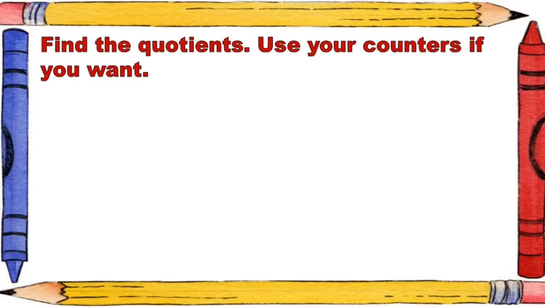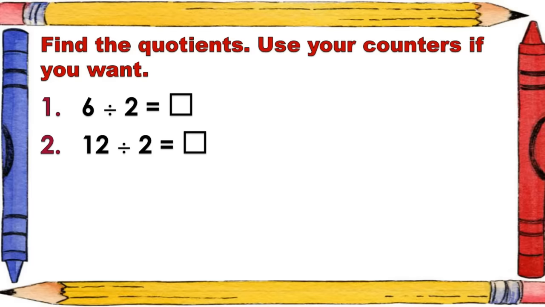Now, do these activities. Find the quotients. Use your counters if you want. Write your answer in your notebook. Number 1. 6 divided by 2 equals blank. Number 2. 12 divided by 2 equals blank. Number 3. 15 divided by 3 equals blank.